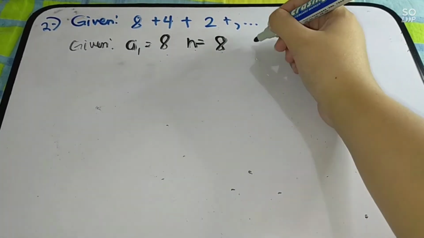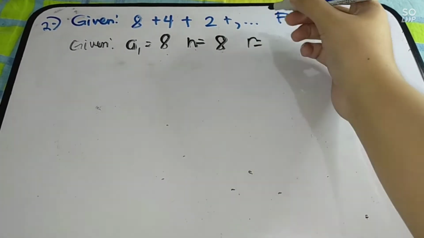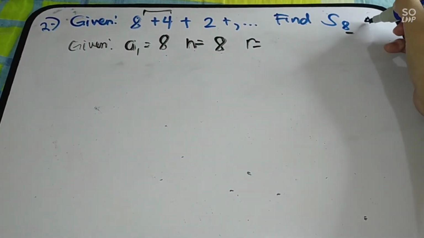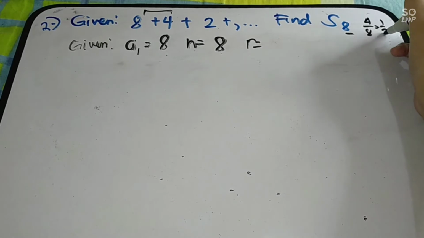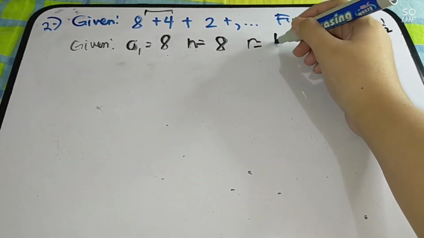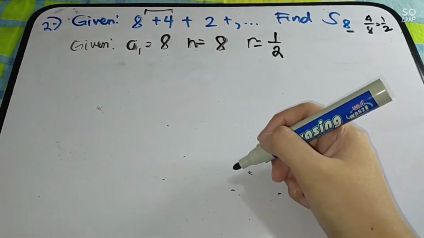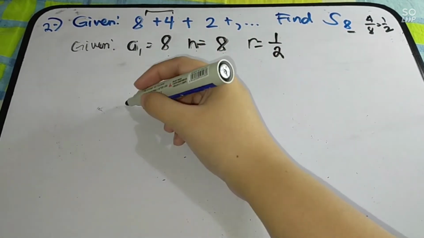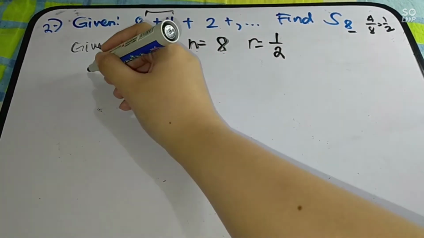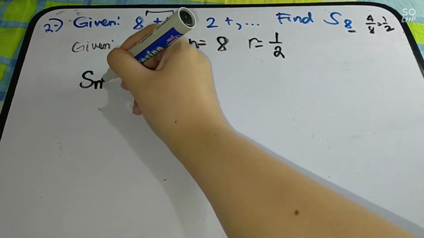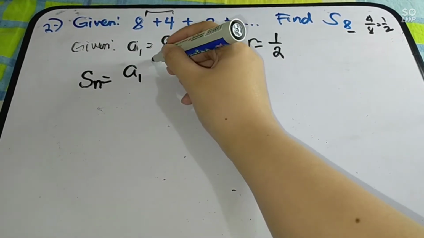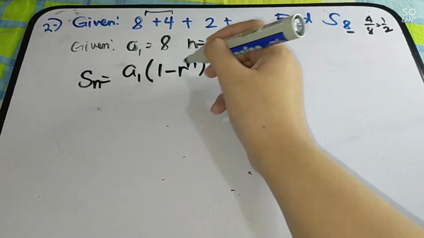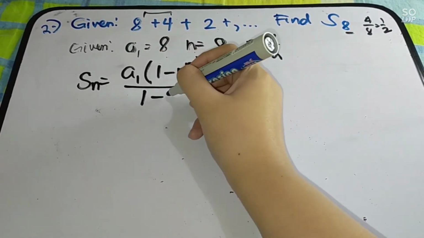Then, afterwards, you have your common ratio. So, you are going to divide this one. So, we have here 4 divided by 8. The answer is 1/2. So, you have your fraction. So, the common ratio is fraction. Since fraction siya, gamitin natin yung isa para iwas negative tayo. So, you have here S sub n is equals to A sub 1 times 1 minus r raised to n over 1 minus r.